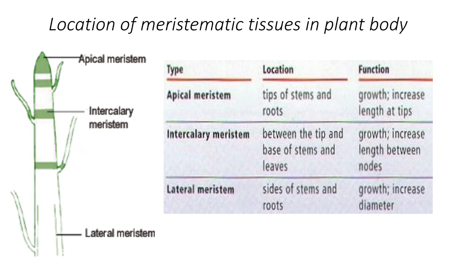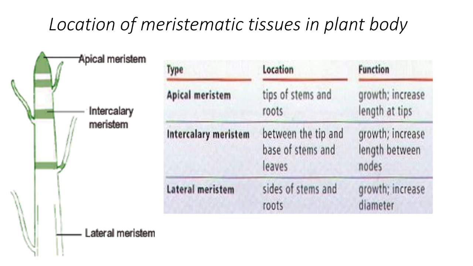Now this slide shows the location of different types of meristematic tissues in the plant body. Based on the location, meristematic tissue is divided into three important categories. Number one is apical meristem, as you can see on the tip of the diagram. Apical meristem is present on the root tip and shoot tip. It is responsible for growth and it helps to increase the length of the tips.